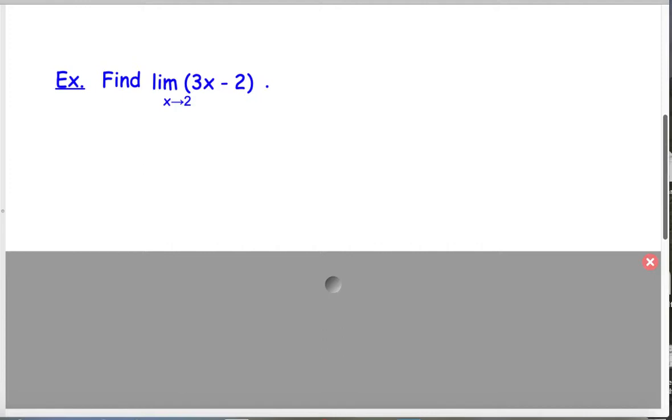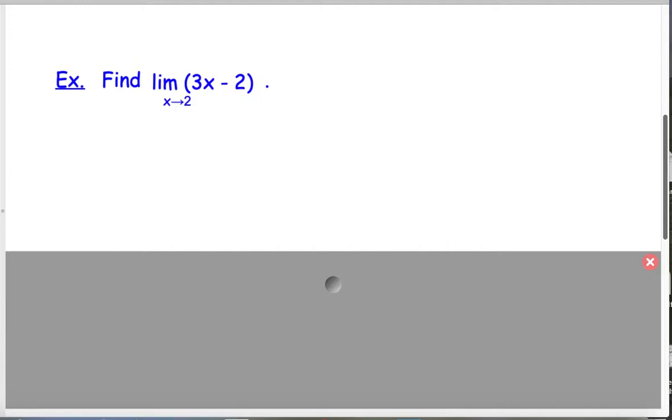Find the limit as x approaches 2 of the function 3x minus 2. So I started with an easy one. This is a linear function. Everybody can picture what the graph looks like: y-intercept of -2, a slope of +3. And so we want to know what's the limit as x approaches 2. What are the y values approaching as x gets closer and closer to 2?